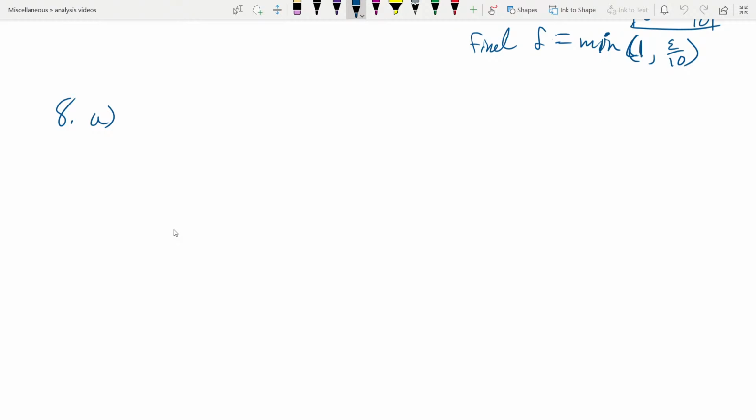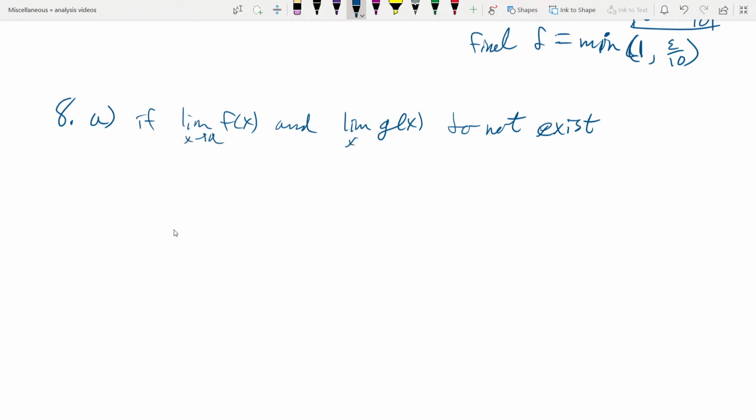It's kind of asking these counterexample style questions. So if the limit of f of x and the limit of g of x do not exist, can the limit of the sum exist?